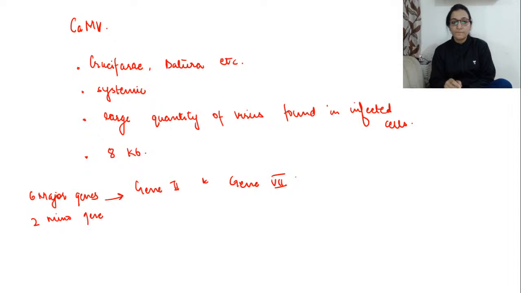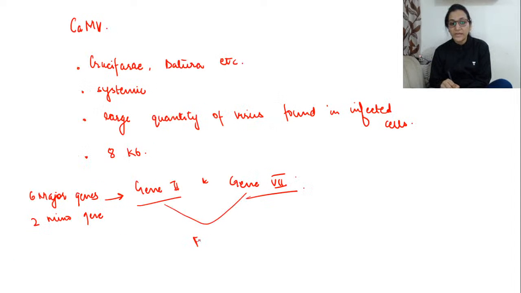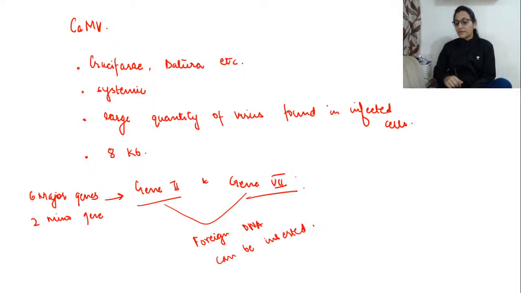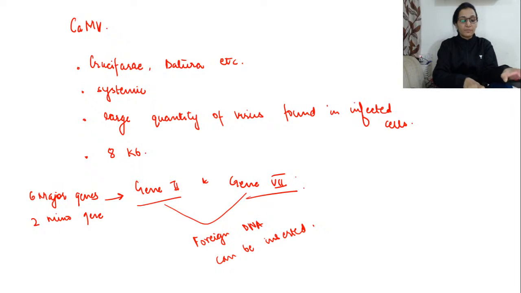And the use of cauliflower mosaic virus is for appropriate transfer of DNA into the plant cells, and it does not contain any non-coding region where the foreign DNA can be inserted. It is fortunate that there are 2 genes which are of no use, that is gene 2 and gene 7. So these are the places where the foreign DNA can be inserted. It is therefore possible to replace any one of them and insert the desired gene, whichever we want, right? So this was about cauliflower mosaic virus.